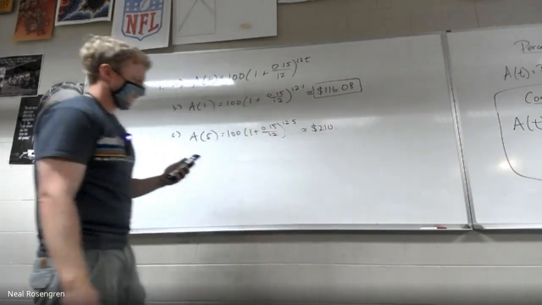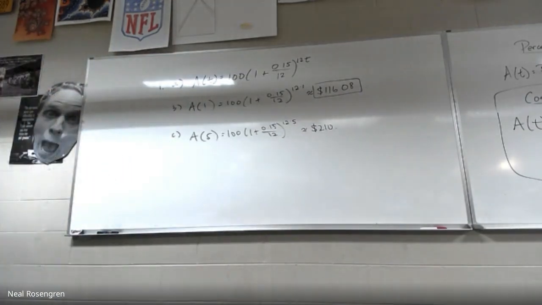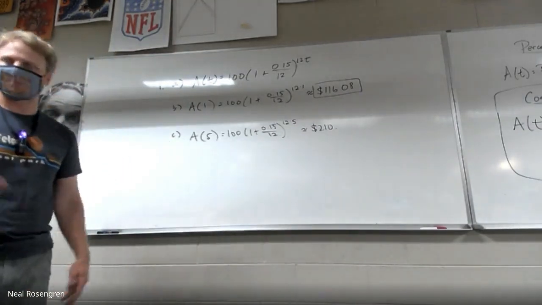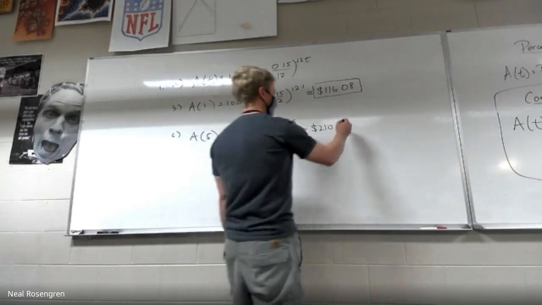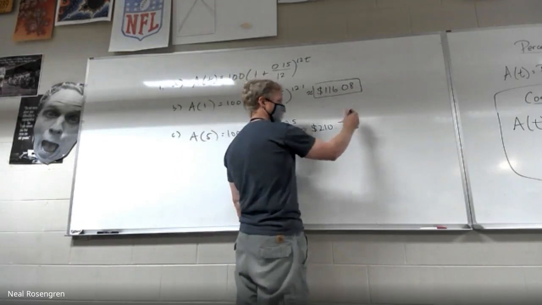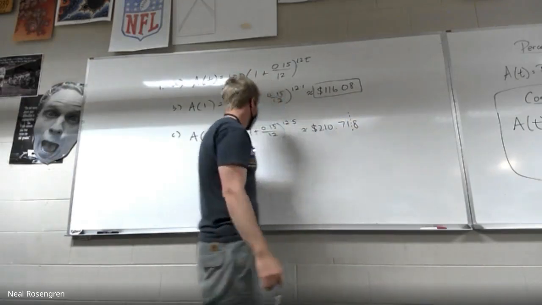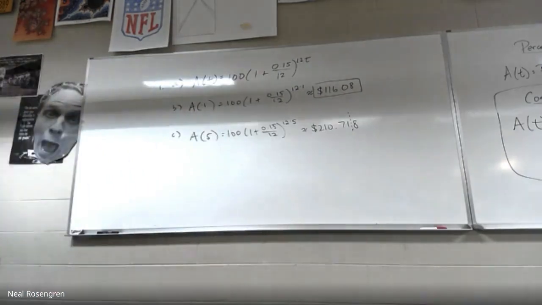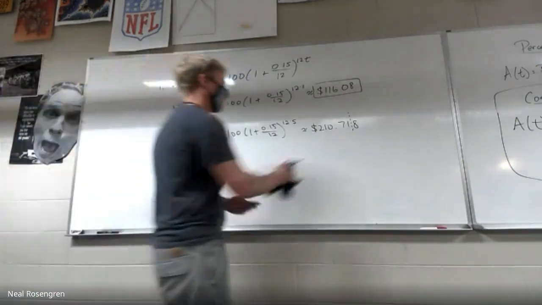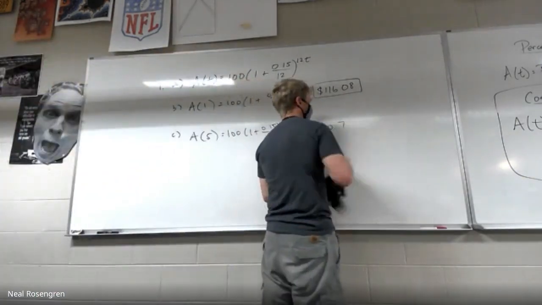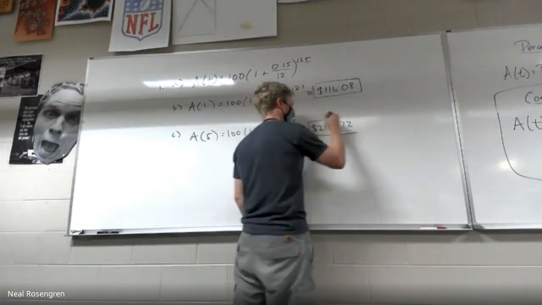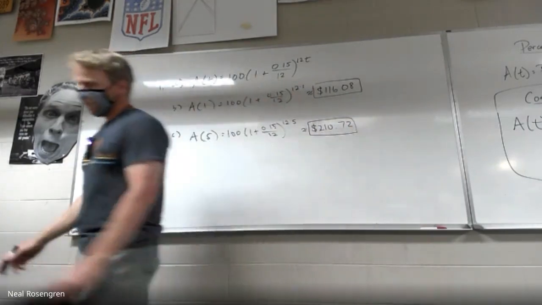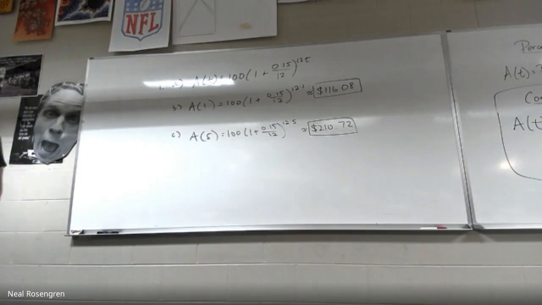$210, and then it goes 718, blah, blah, blah. So 718, well, I got to round right there. So 72. All right, if the next number is 5 or above, you should round up. 72, and that's it. That's the process.